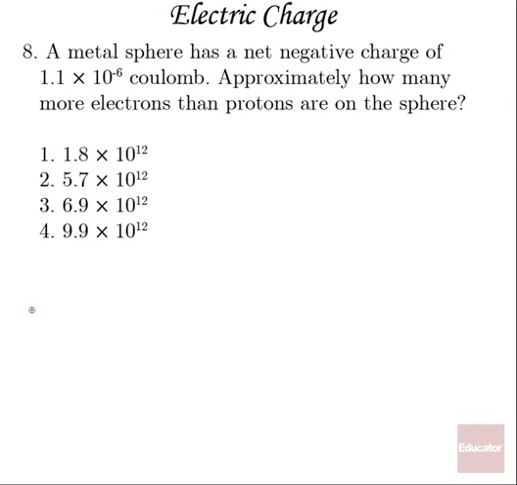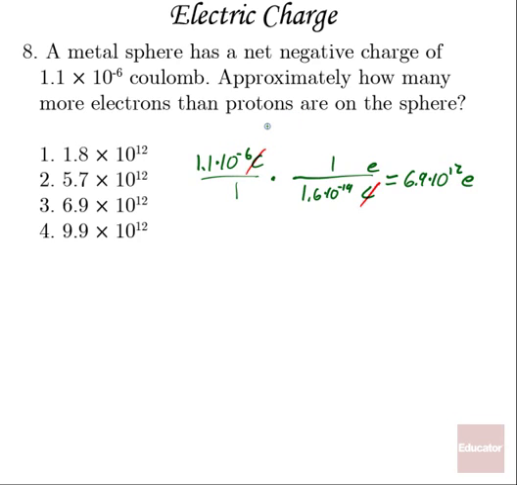Taking a look at number 8. A metal sphere has a net negative charge of 1.1 times 10 to the minus 6 coulomb. Approximately how many more electrons than protons are on the sphere? Well, let's convert that charge to elementary charges. 1.1 times 10 to the minus 6 coulombs, and we'll multiply that by, we know that one elementary charge is equal to 1.6 times 10 to the minus 19 coulombs. Our coulombs will cancel out, and we should get something right around 6.9 times 10 to the 12th elementary charges, the number of more electrons than protons on the sphere. Answer 3, 6.9 times 10 to the 12th.